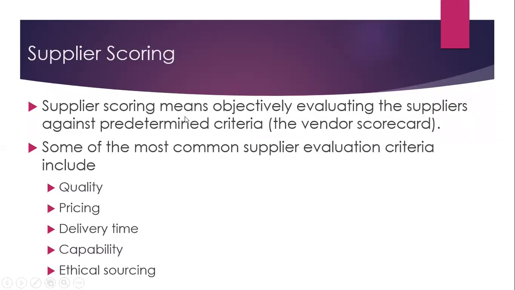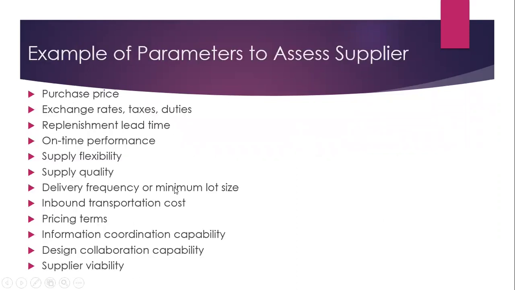So supplier scoring means objectively evaluating the suppliers against predetermined criteria. This is also known as vendor scorecard. Some of the most common supplier evaluation criteria include quality of product or material, pricing, delivery time, capability, and ethical sourcing. So this is a comprehensive list of parameters which can be used to assess suppliers.